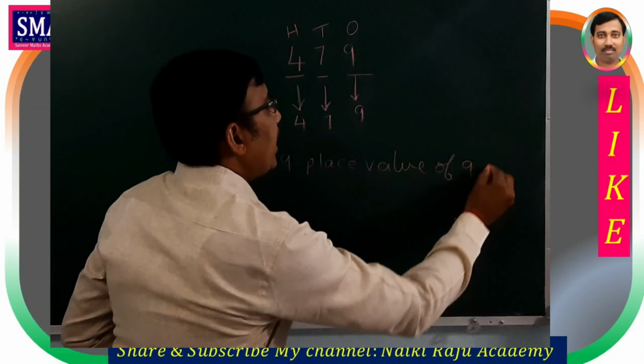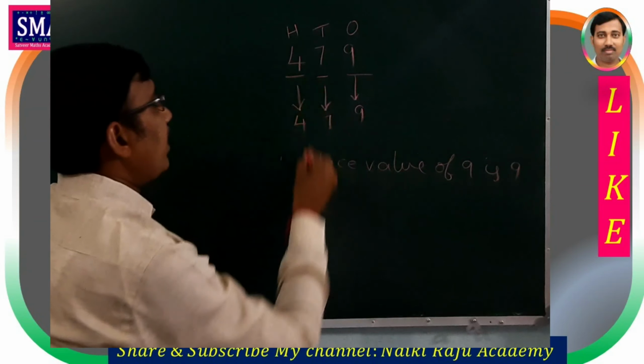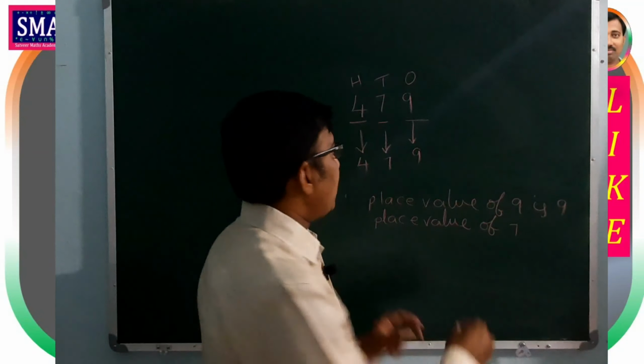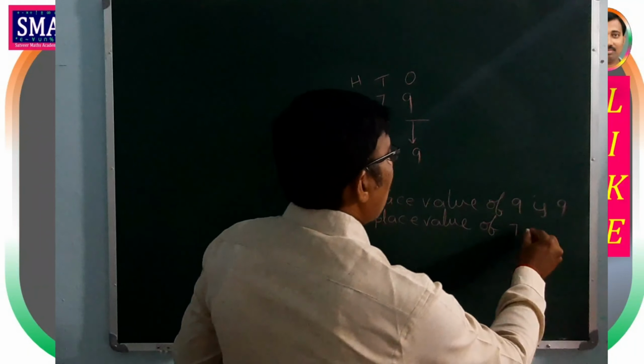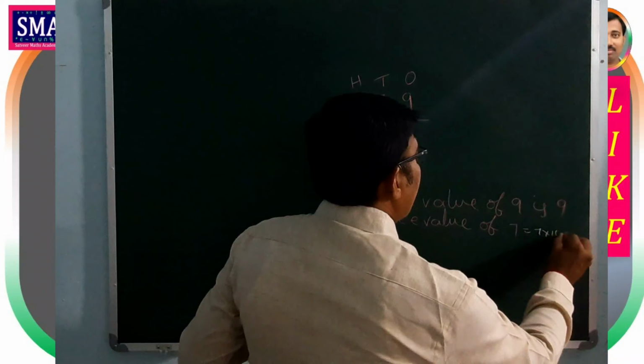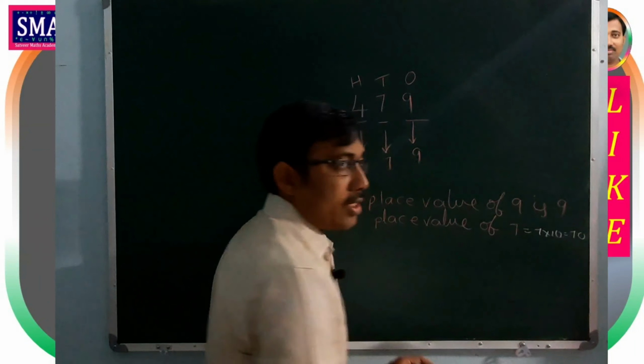Place value of 9 is 9. The second one is the place value of 7. 7 is in the tens place, so 7 times 10 is equal to 70.